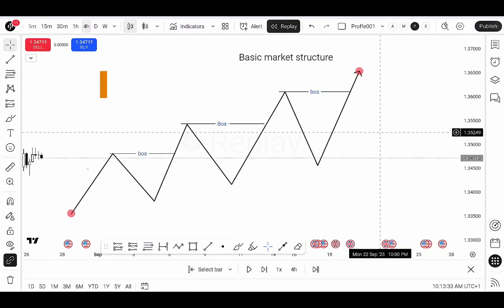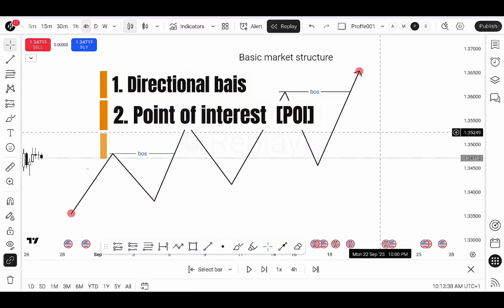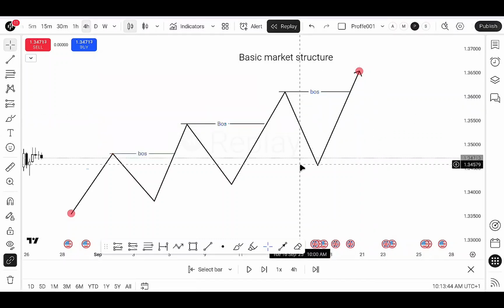Having said that, I'm going to take you on 3 simple steps in this video. First will be directional bias. Secondly, I will take you on points of interest. Thirdly, lower time frame confirmation. Remember these 3 basic steps, right? So let's get down to business.